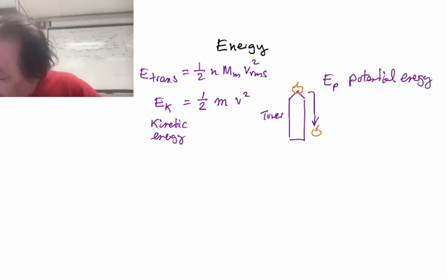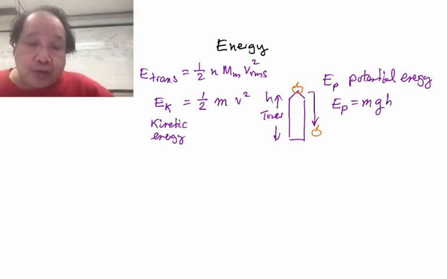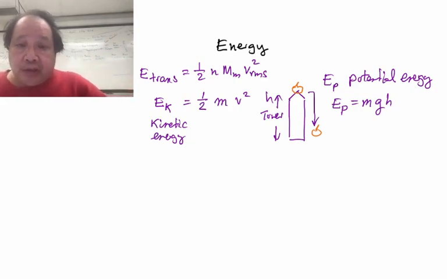And for the pumpkin, in feeling the Earth's gravity, the potential energy is the mass of the pumpkin times the gravitational constant of the Earth times the height. The higher it is, the greater the stored potential energy there is, so EP is mgh.